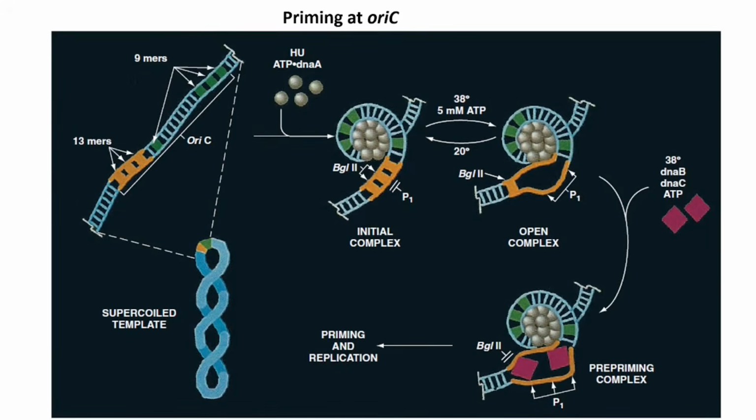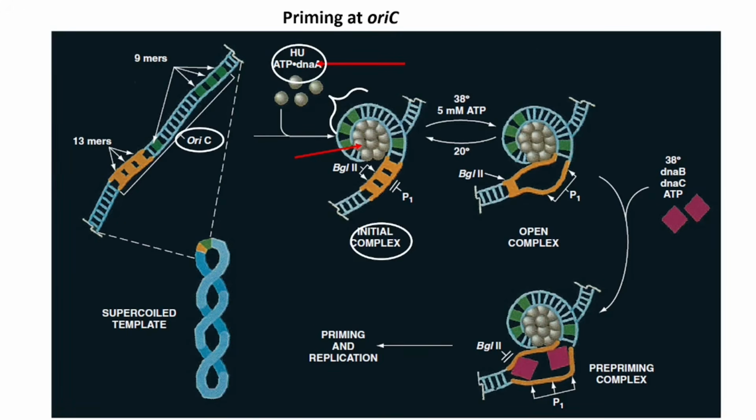Let us now see the details of priming at oriC. This is the region of oriC where initiation is going to take place. The first step is the formation of the initial complex. First, DnaA proteins bind ATP and form a multimer. Along with the HU protein, the DnaA-ATP complex binds to the DNA encompassing the four 9-mer regions. In all, this complex covers about 200 base pairs. HU protein probably induces the bend in the DNA which is seen in the picture on your screen.